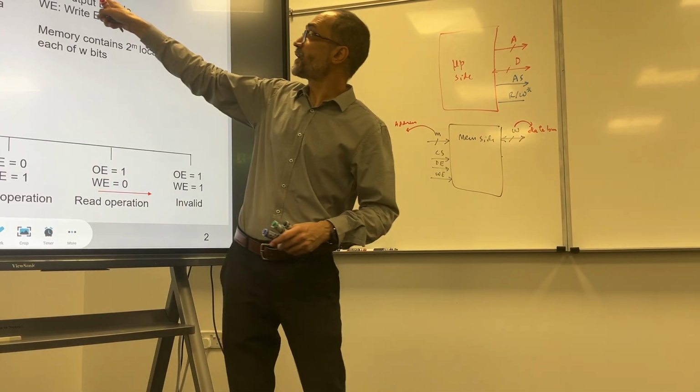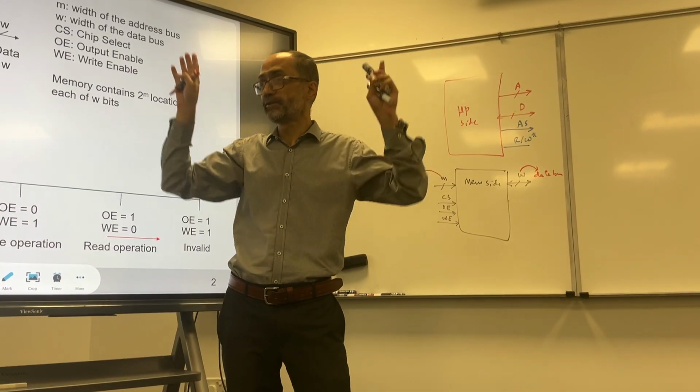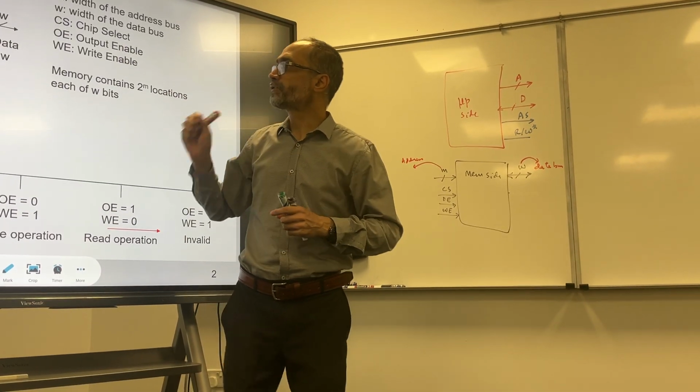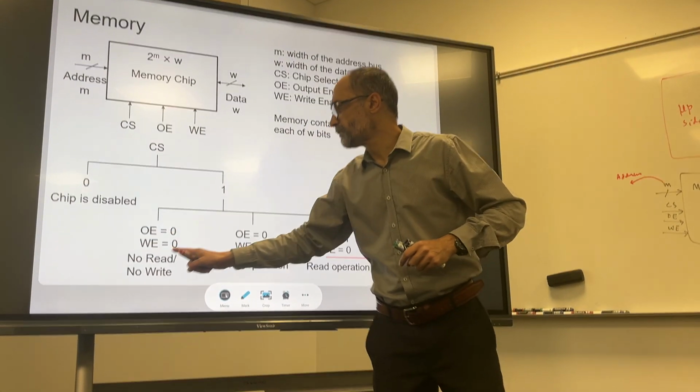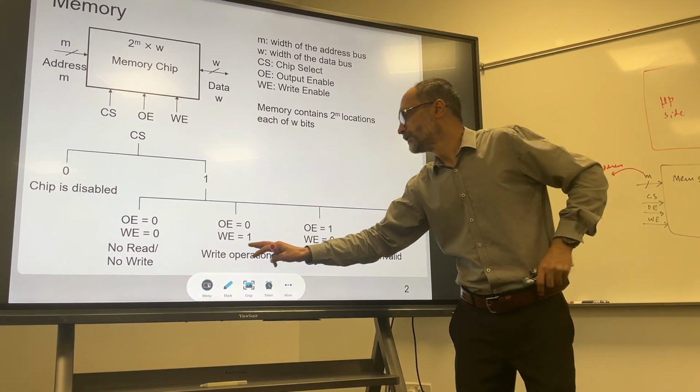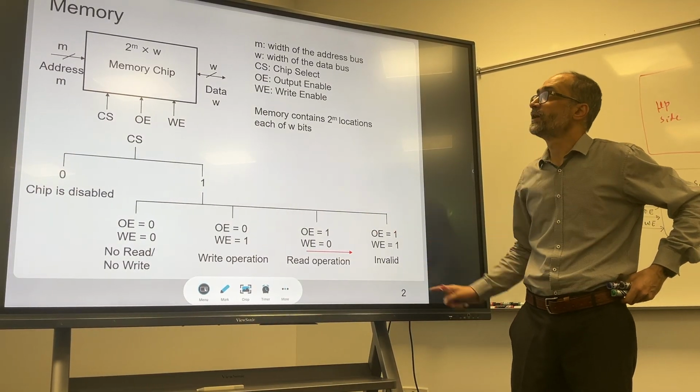CS stands for chip select, OE stands for output enable, W stands for write enable. These are the signals we studied in our first lecture. If you remember, if CS is 0, the chip is disabled; if it is 1, enabled. If OE is 0 and W is 0, no read or write. W is 1, write operation. OE is 1, read operation. And this is an invalid combination.